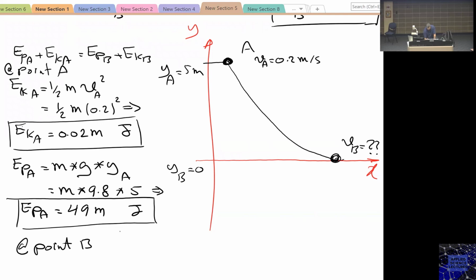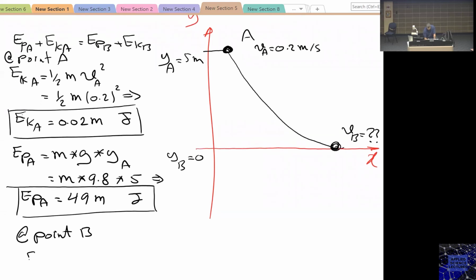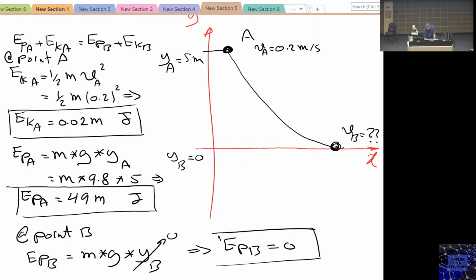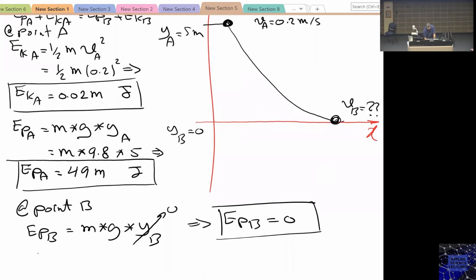At point B, we have EPB equals M G YB, and YB equals 0, and that's why EPB is 0. We have EKB equals half M VB squared. And this is what we want to find.